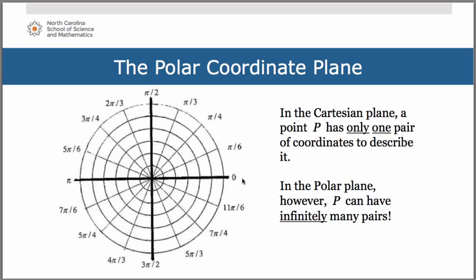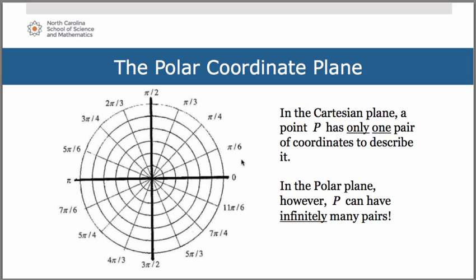Now in the Cartesian plane, any point has only one pair of coordinates to describe it. For instance, the point (4, 5) in the first quadrant, that's the only way you can name that point so as to correctly describe its location in the first quadrant. In the polar plane, however, a point can have infinitely many pairs to describe it.